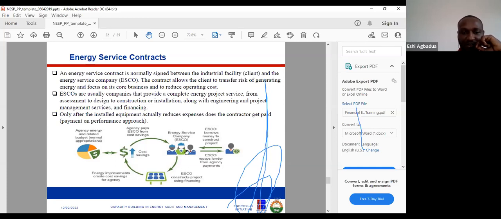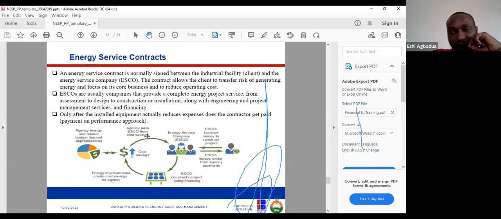Of course, the ESCO constructs the projects using financing. It improves the facility using cost-saving measures, and then the agency, based on its budget and normal operations, gets money from it, and basically it pays for the cost saving. So this is a new model that's really becoming very popular.